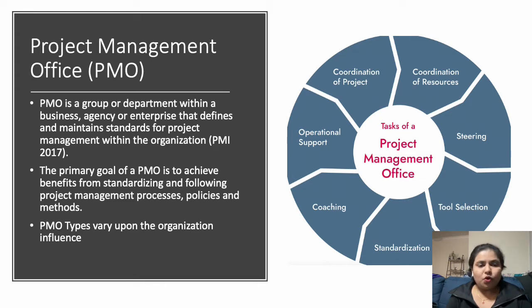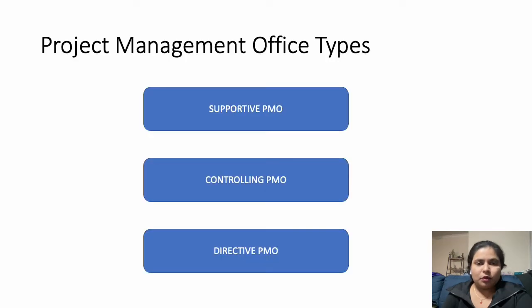The primary goal of a project management office is to achieve benefits from standardizing project management processes, policies, and methods. Its types vary depending on the organization's influence. PMO can be classified into three types based on its level of influence and function in the respective organization, which are supportive, controlling, and directive.